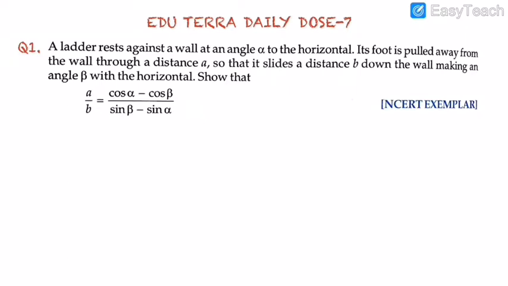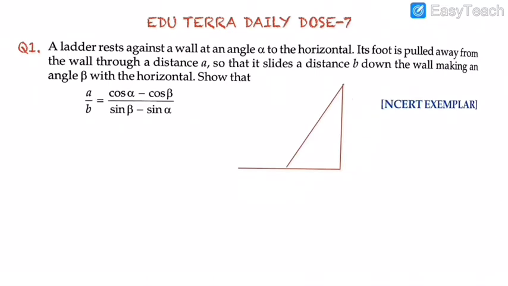In those questions, generally we try to find tan theta, tan alpha, tan 30, but in this question you have to find sin alpha, sin beta, cos alpha and cos beta. After that, substitute like that. See, I am trying to convert the question into the form of a diagram. So there is the wall and the ground, and this is the ladder.